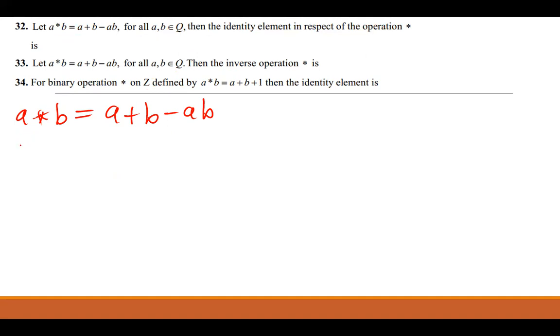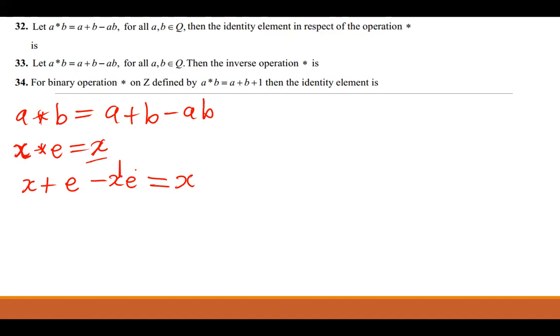So if we say X star E, the answer is supposed to be the same X. So now let us replace X star E in this expression. So X star E in this expression is going to be, while there is A, we put X. While there is B, I'm going to be putting E. So we have X E is equal to that X there.